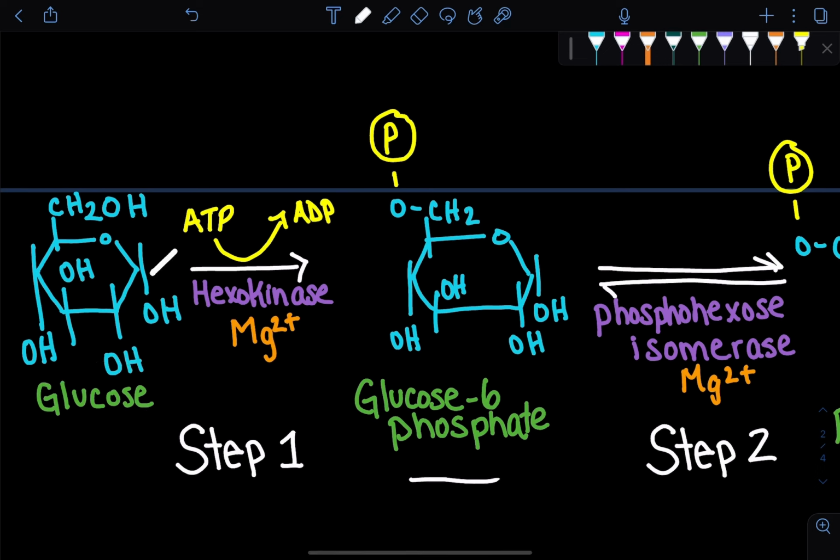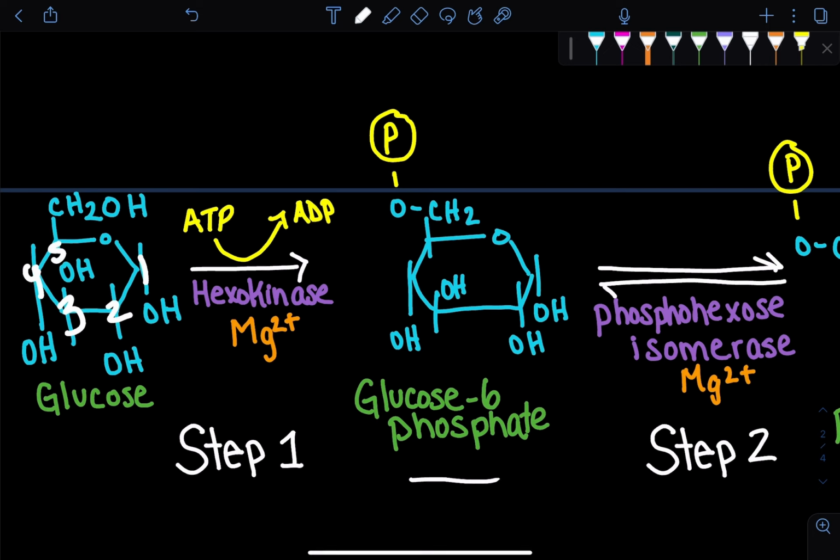Now, when we begin glucose metabolism, we start off with a glucose molecule, which is a 6-carbon sugar. It's important to make note that the hydroxyl group on carbon number 1 is facing down, so this is in the alpha position. And this is carbon 1, 2, 3, 4, 5, and then this is carbon number 6.